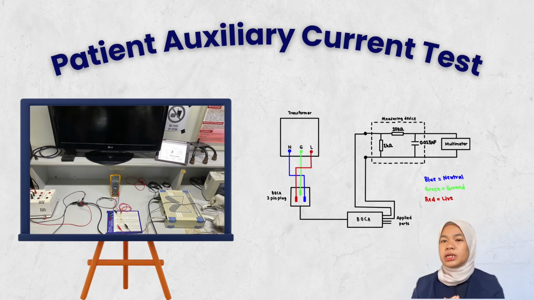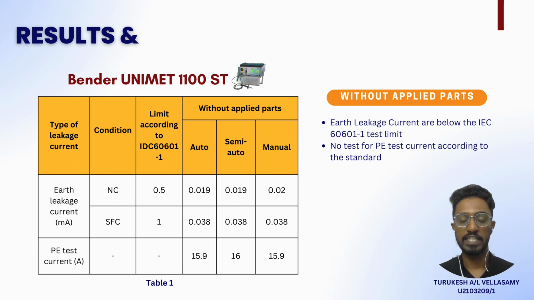And for the patient auxiliary current, the difference between all these current tests is that for this test, both connections of the measuring device are linked to the applied part of the Boca device. Now let's take a look at the discussion.